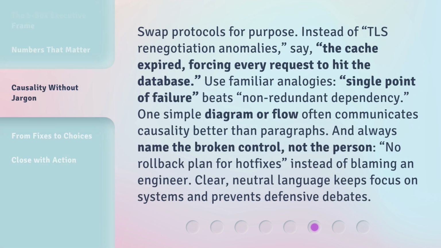Swap protocols for purpose. Instead of TLS renegotiation anomalies, say, the cache expired, forcing every request to hit the database. Use familiar analogies. Single point of failure beats non-redundant dependency. One simple diagram or flow often communicates causality better than paragraphs. And always name the broken control, not the person. No rollback plan for hotfixes, instead of blaming an engineer. Clear, neutral language keeps focus on systems and prevents defensive debates.